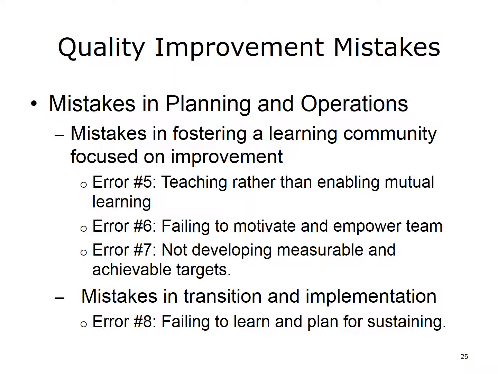Mistakes in planning and operations can be further broken down into mistakes in fostering a learning community focused on improvement and mistakes in transition and implementation. Mistakes in fostering a learning community focused on improvement are: error number 5, teaching rather than enabling mutual learning. Error number 6, failing to motivate and empower team. And error number 7, not developing measurable and achievable targets. A mistake in transition and implementation is error number 8, failing to learn and plan for sustaining.